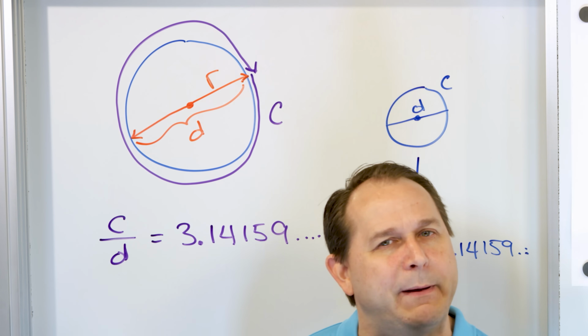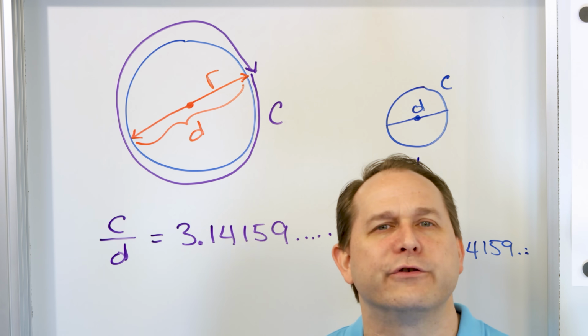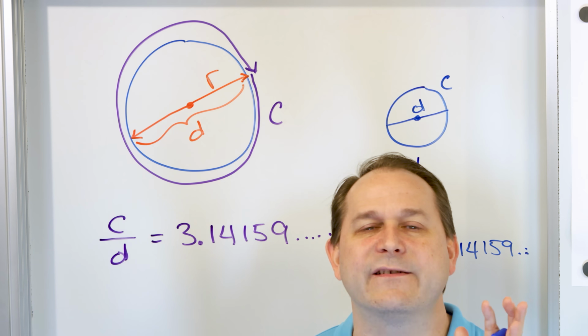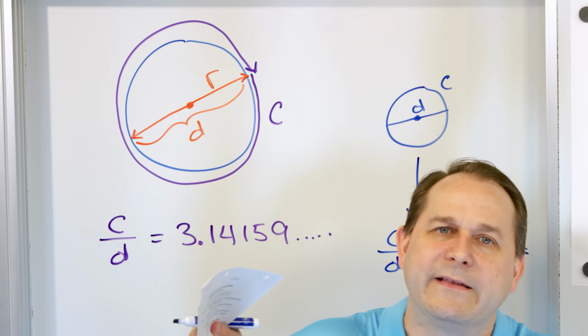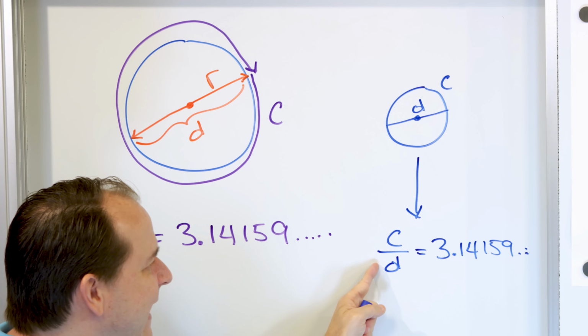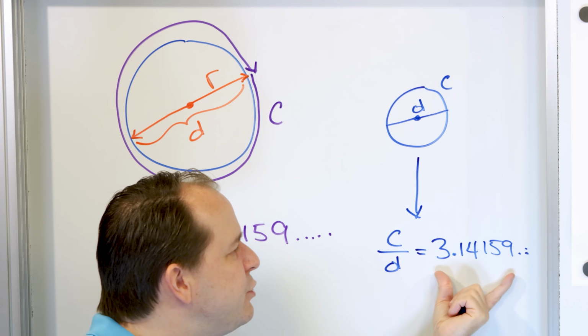So pi is a special number. It is kind of like the conversion factor that converts between diameter and circumference. And it's always the same number because when we make the circle smaller, the circumference goes down, but so does the diameter. And so when you divide them, you get the same number.